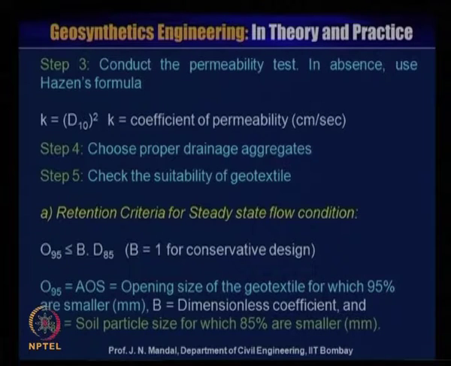Now, step 3, conduct the permeability test. In its absence, you can use Hazen's formula, that you know, K is equal to D10 squared, where K is the coefficient of permeability in centimeter per second. Step 4, choose proper drainage aggregate. Step 5, check the suitability of the geotextile material.